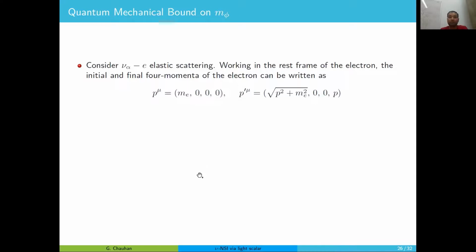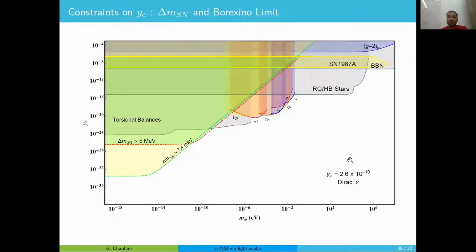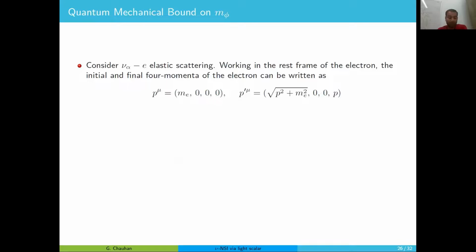Now, before we move on and see what actually are the NSIs that are possible in case of Earth, Sun, and supernova, I would like to discuss one last limit that is applicable for the case when the fermions in the medium are in a bound state. So for the case of the early universe and supernova, all these fermions in the background that we were considering were free particles. But in the case of Earth, it's special that they are bound states. They are in the form of molecules and atoms.